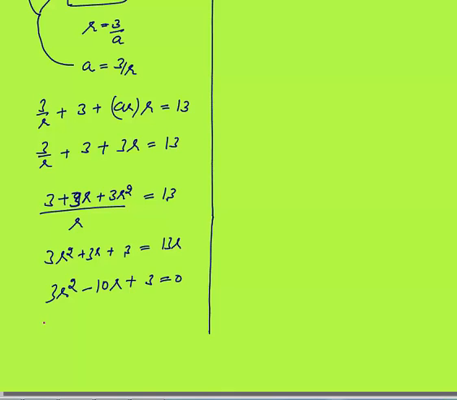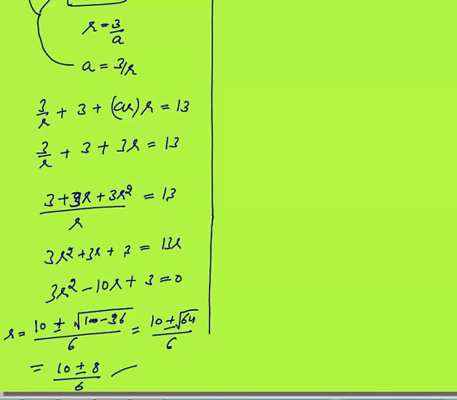Now apply the quadratic equation formula. This is minus B, so 10 plus minus the square root of B square, 100, minus 4AC. 4 times 3 is 12, times 3 is 36, all by 2A, that is 6. So you will get 10 plus minus root 64 by 6, that is 10 plus minus 8 by 6. One will be 10 plus 8 by 6, 18 by 6, which is 3. The other is 10 minus 8, 2 by 6, which is 1 by 3. So R is either 3 or 1 by 3.